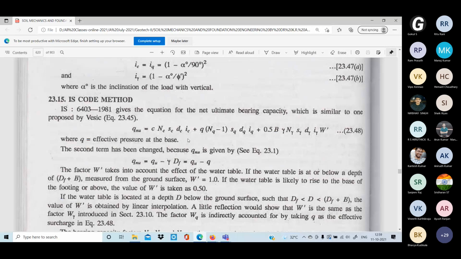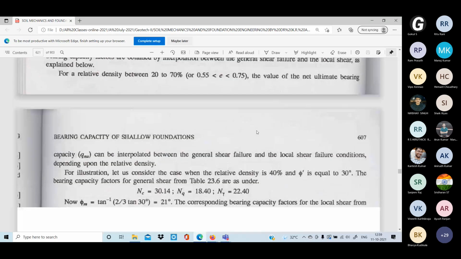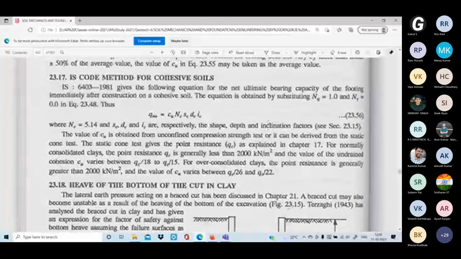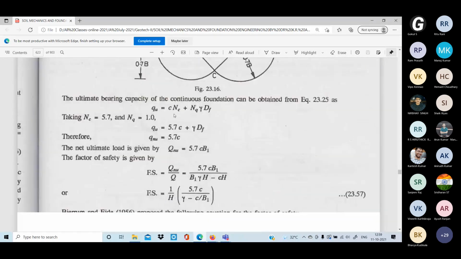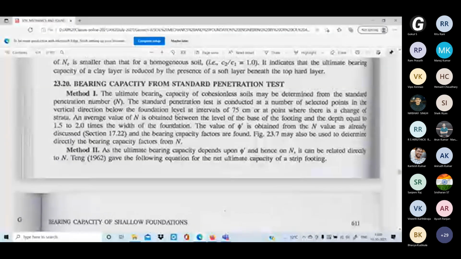Okay. And after that, if you remember, I have told you how to find the ultimate bearing capacity by using the N values, that means SPT. So it will come slowly here, SPT. This is what Skempton has given. Okay. This is the IS code for the cohesive soil. Nc values are given. Then finally, where I want to show is here. This is very important.